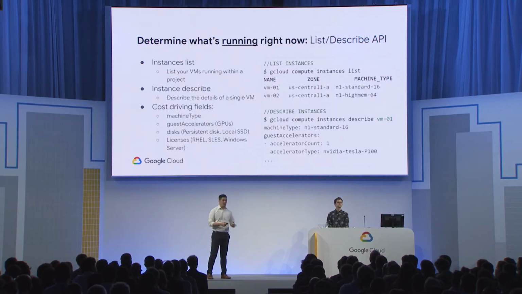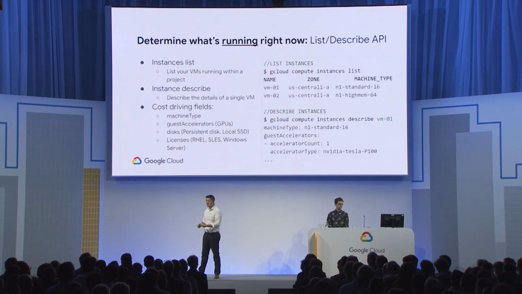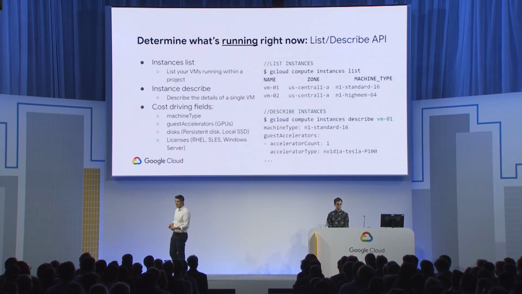And so the way that you can use this and understand your costs today, and these are tools that I use on my own personal projects. The first one is let's identify what's running on your cloud. And there's two APIs. One is the list API. This tells you all the instances that you have up and running on Compute Engine. And the second one is the describe API.